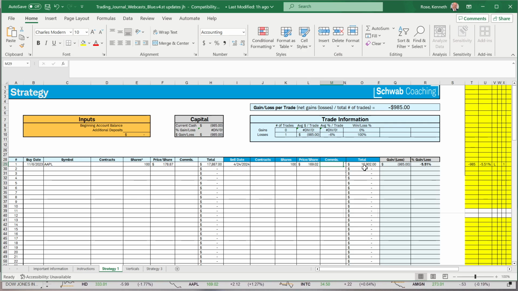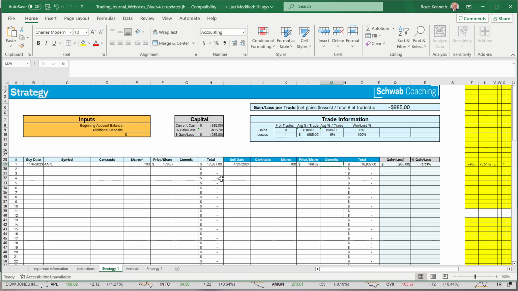So here is our total here in relationship to sales. So this is what we paid for it total. This is what we sold it for total. That resulted in a loss here of $985. That's a 5.5% loss on our original investment of $17,887. Basically, you take the loss here of the $985, you divide that by the original investment, and that gives you your gain or loss here.